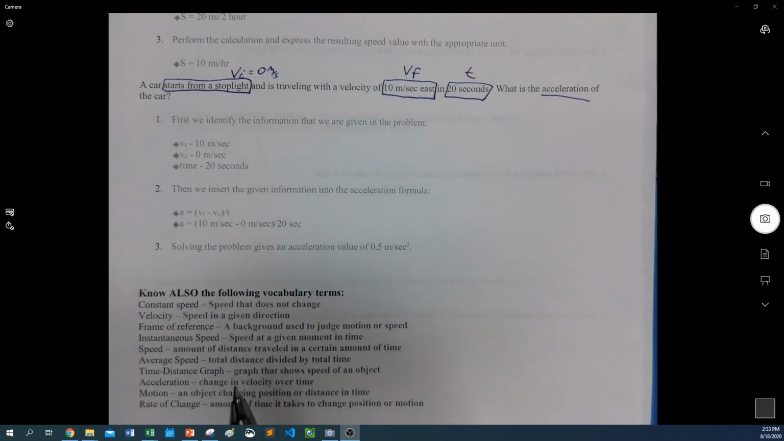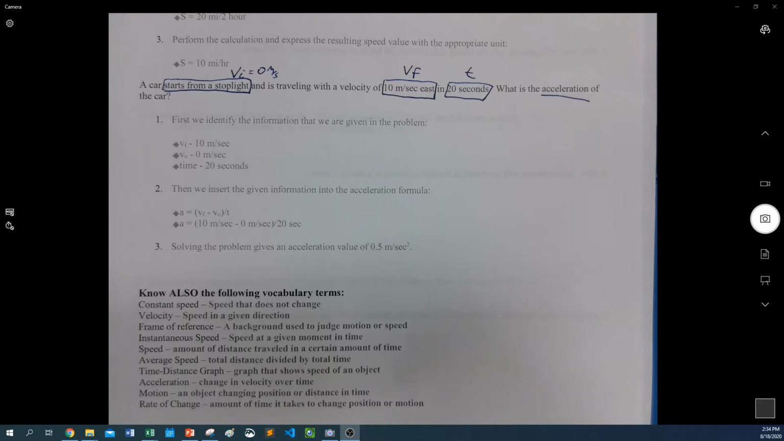So going over the vocabulary terms, constant speed means your speed is not changing. Velocity is speed with a given direction, so it has a direction attached on it. Frame of reference, a background used to judge motion or speed. Instantaneous speed is a speed at a given moment in time. Speed is the amount of distance traveled in a certain amount of time. Average speed is the total distance divided by the total time.